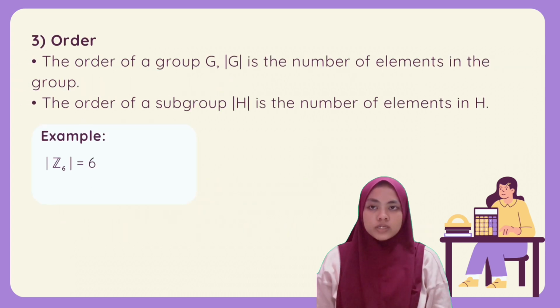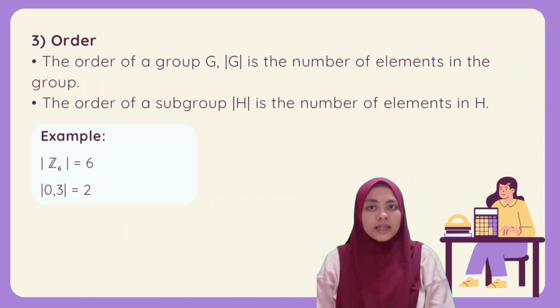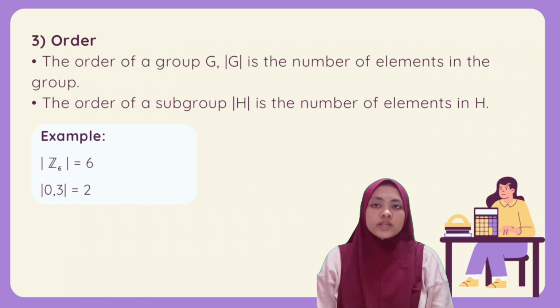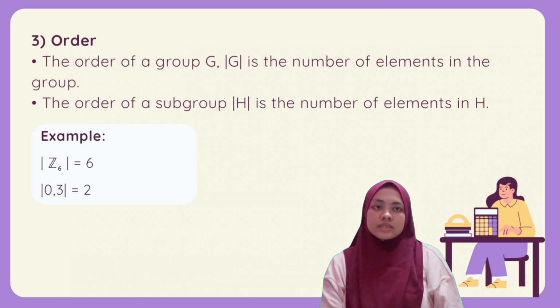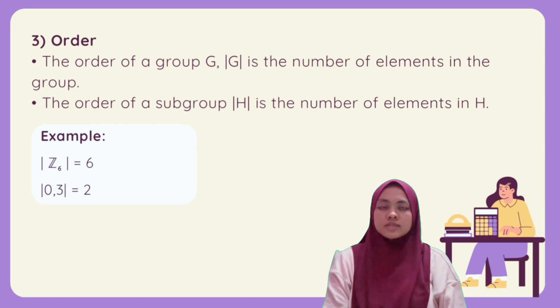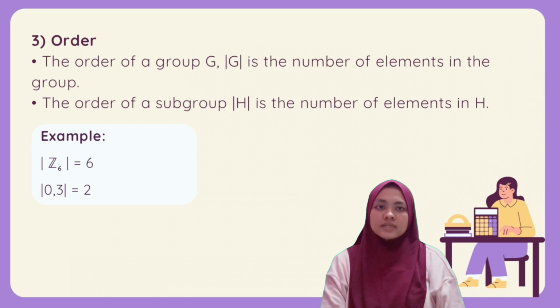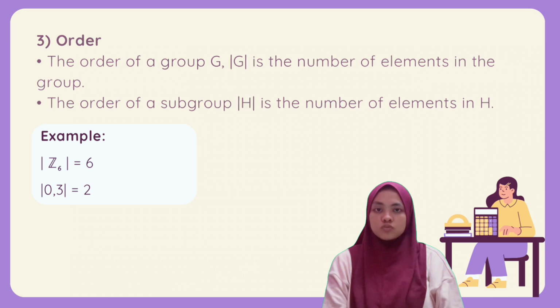The third one is order. The order of a group G is the number of elements in the group. The order of a subgroup H is the number of elements in H. Let me give an example using the group Z6, which is the integers modulo 6 under addition. The order of Z6 is 6 since it has 6 elements, which are 0, 1, 2, 3, 4, and 5. Now, consider the subset {0, 3}. This is a subgroup of Z6 generated by 3. It has 2 elements, so its order is 2.